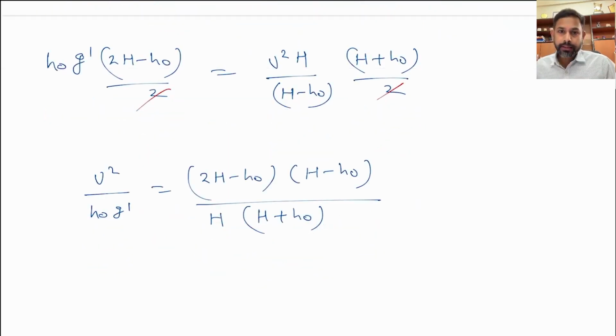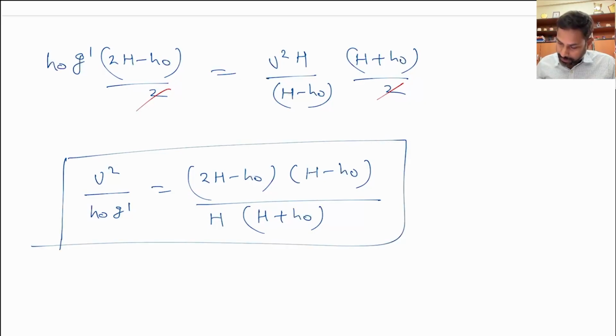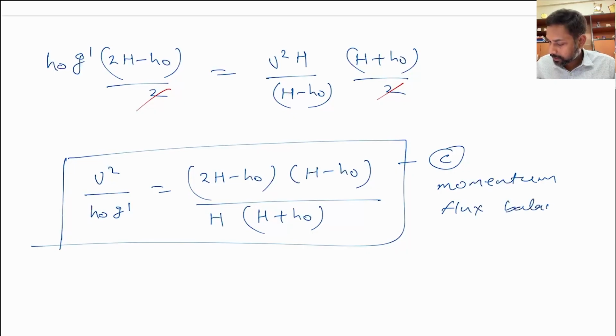So this equation we have got is the momentum flux balance, which is added with the mass flux balance. So let's call it equation number C, that is momentum flux balance.